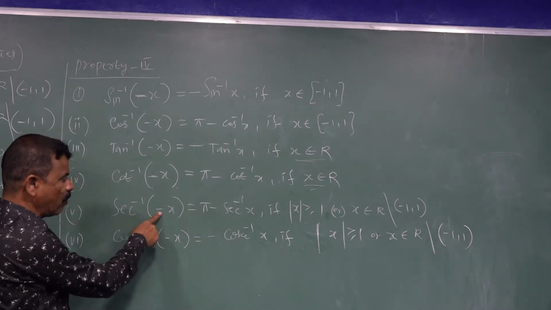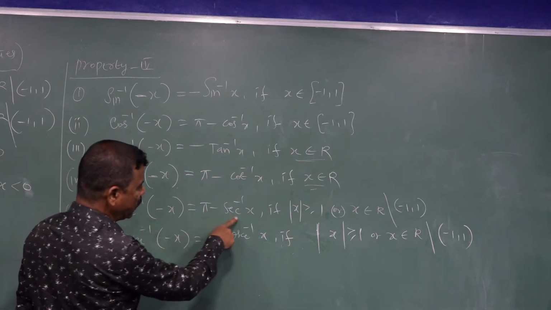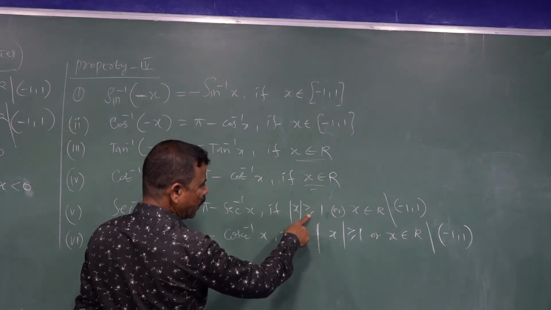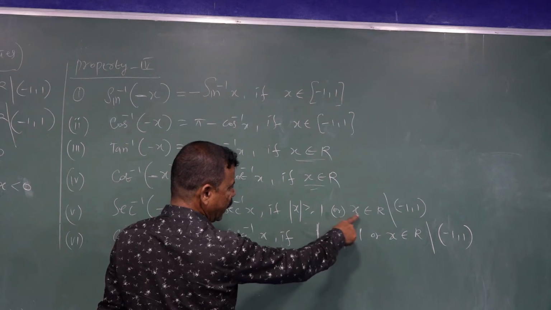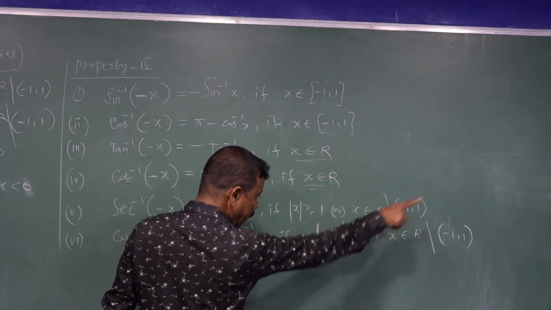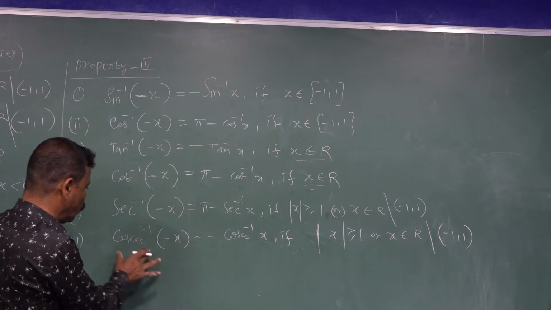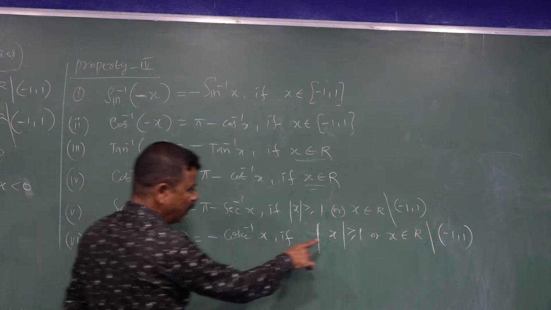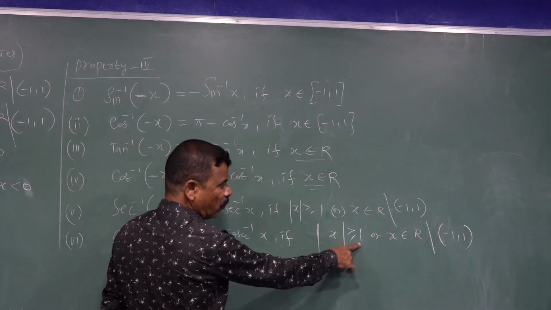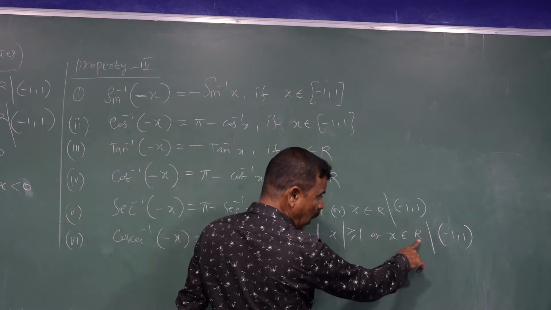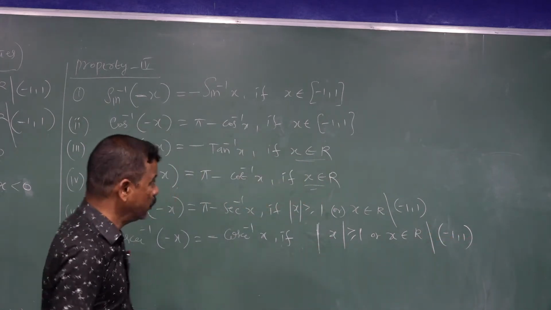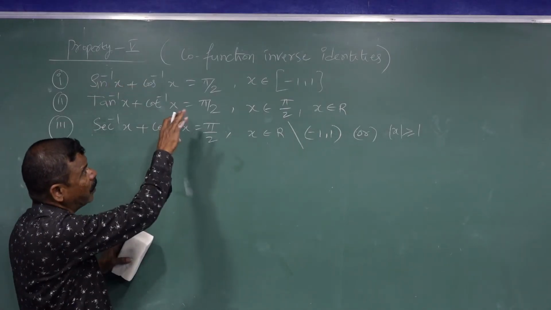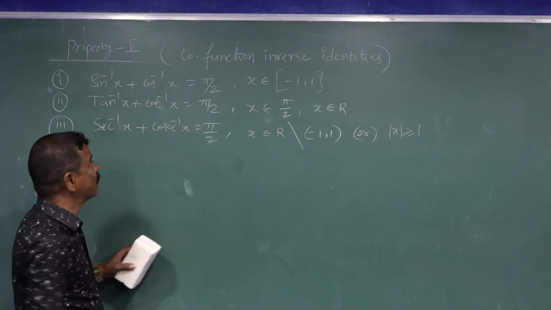Next, sec inverse of minus x is also π minus sec inverse x if x is greater than or equal to 1, otherwise x belongs to R minus (-1, 1). Cosec inverse of minus x is minus cosec inverse x if modulus of x is greater than or equal to 1, otherwise x belongs to R minus (-1, 1). Remember all these formulas.